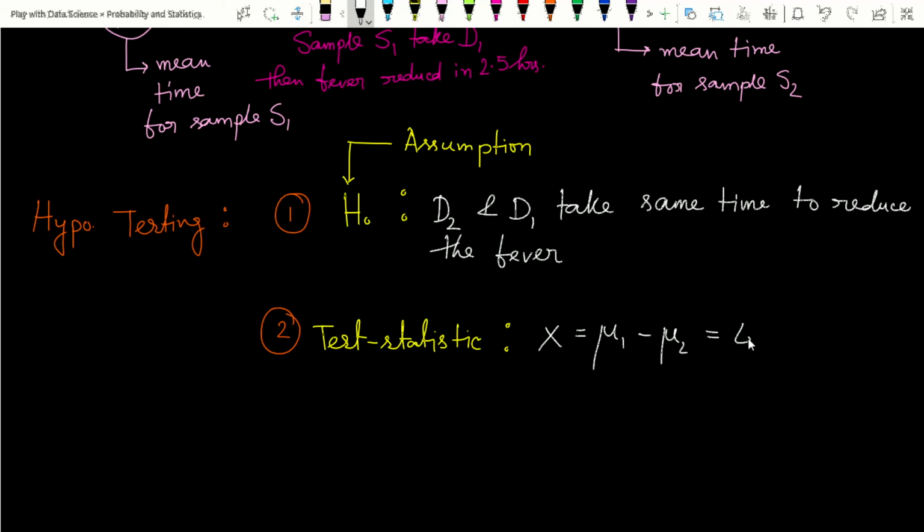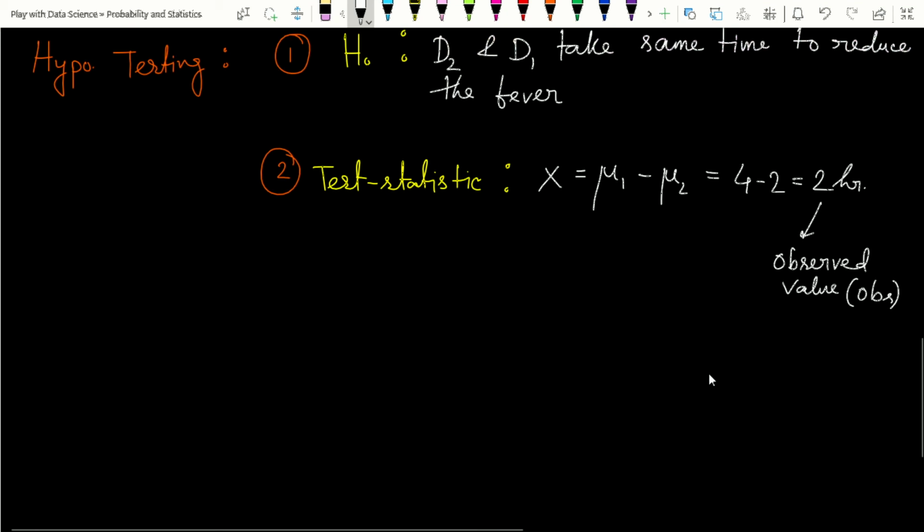So suppose we get the statistic value of 2 hours. This is the observed mean, the simple observed value. We call it OBS in short, the observed value. That's the first thing that we have to do.